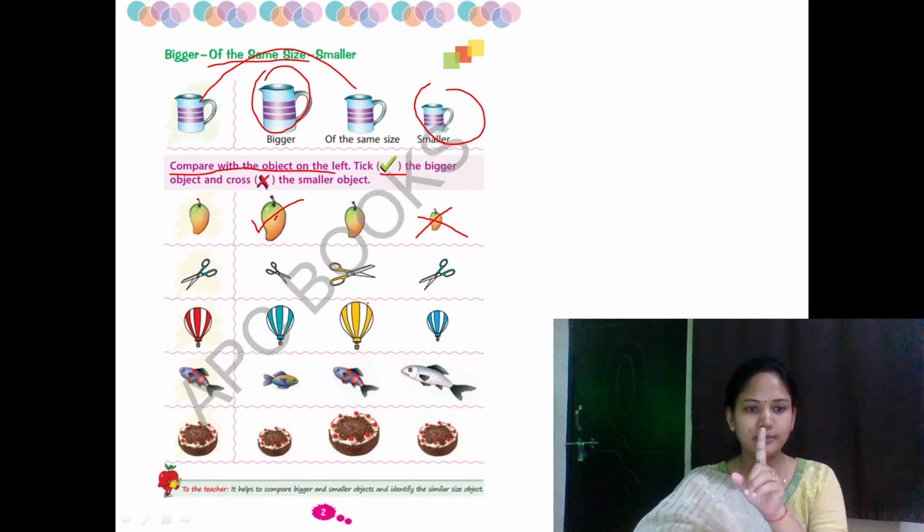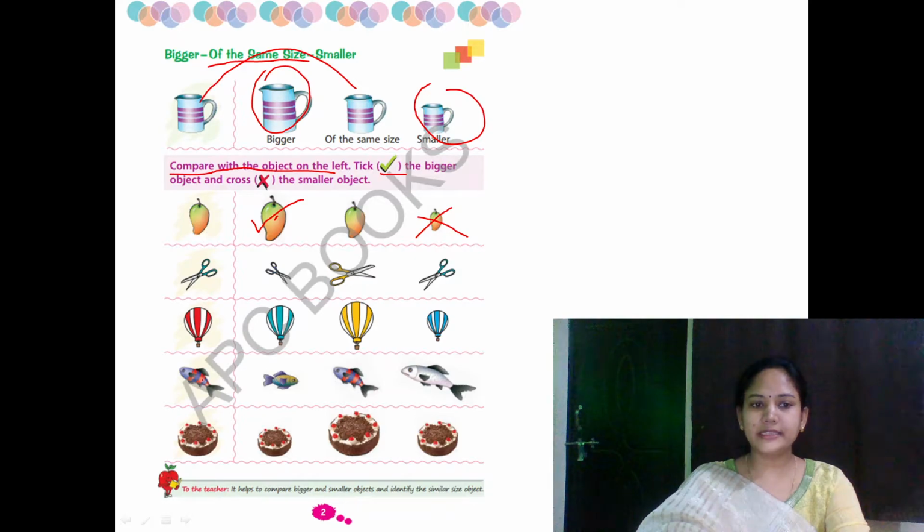I will do one more for you. Okay, let us take the fish now. Now fish है यहाँ पे. And here also we have 3 fishes. Can you tell me which is the bigger one? Yes, the grey one. So I am going to tick the bigger fish and I am going to cross the smaller one. Now, बाकी questions you will solve the other questions.